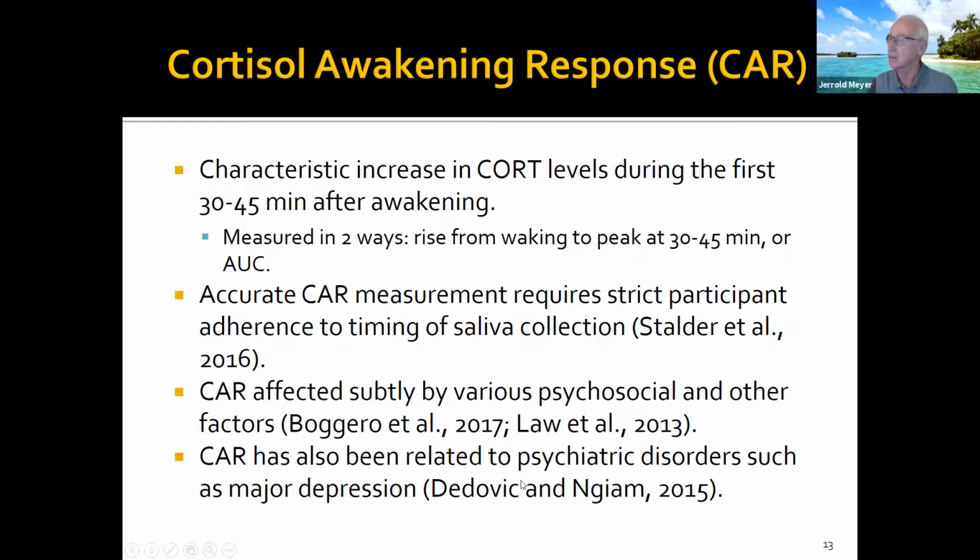Importantly, the CAR is affected by various psychosocial and other factors. Chronic stress can affect the CAR. Psychosocial variables can affect it. I'm going to show you a study in the next slide. It's also been related to certain psychiatric disorders such as depression.